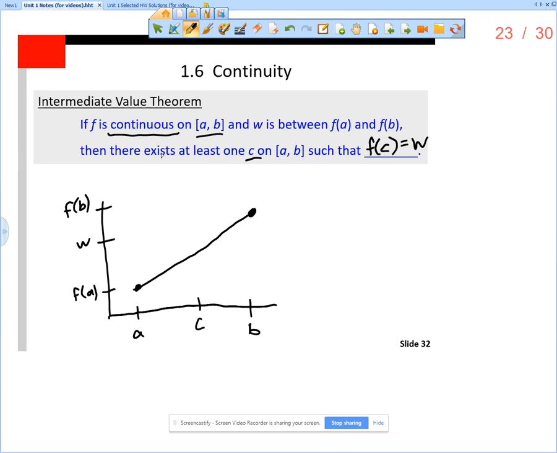Okay. W is between f of A and f of B, then there exists at least one C on A to B such that f of C equals W. So f of C meaning what? The value of the function at C is equal to W. So what we're saying is that if you go from A to B with a continuous function, then there must be an x value between A and B that is going to lead to every y value between f of A and f of B. In other words, if I start here and I start here, I have to go through each and every y value in between f of A and f of B. And there must be a corresponding x value that gives you that y value. So that's the intermediate value theorem.